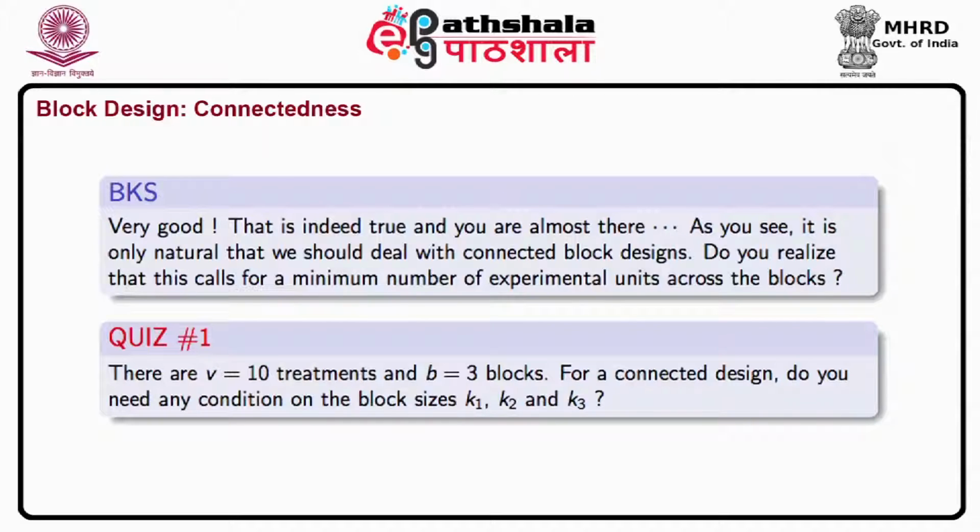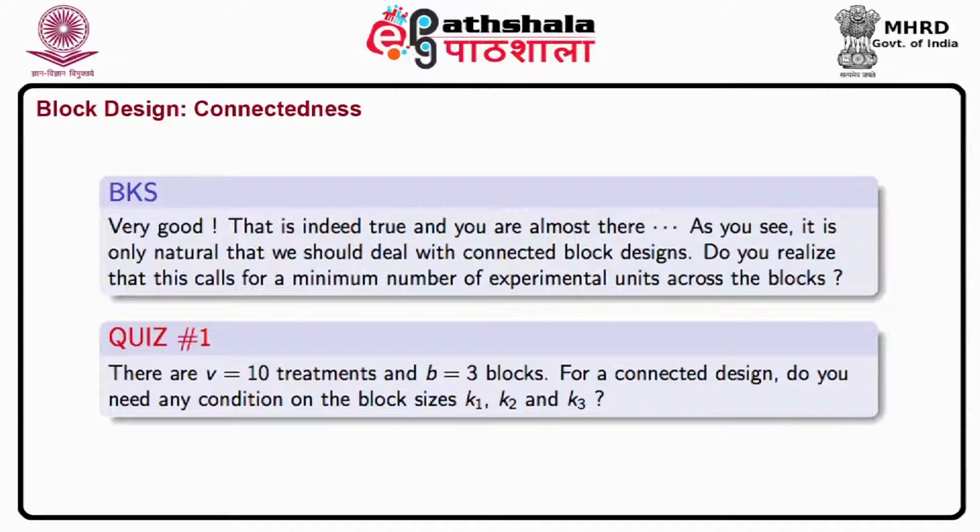As you know, within a block, all the treatments will be forming an equivalence group. But to be connected, all the treatments should form one single equivalence group. So I should borrow from this any common treatment between blocks to enlarge the group. If that is the case, then I need a condition on the block sizes K1, K2, K3. So that's the kind of thing I'm talking about. You need a minimum number of experimental units across the blocks to be able to tell about the connectedness of the design.